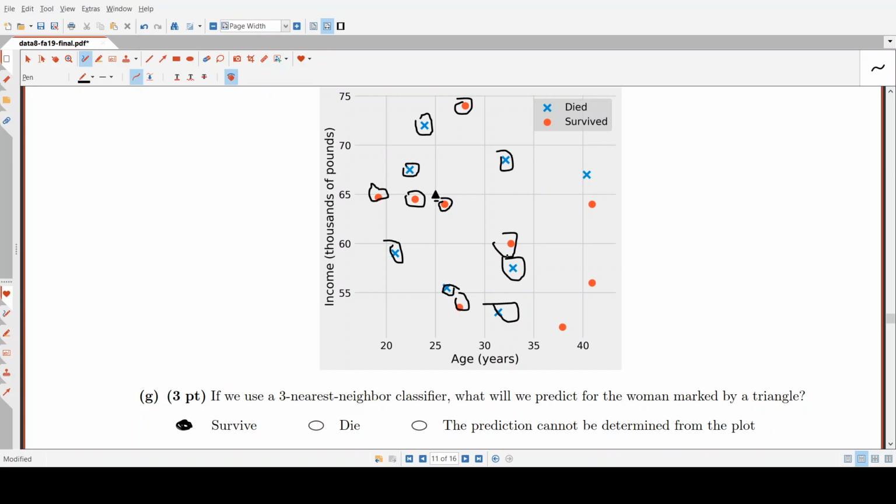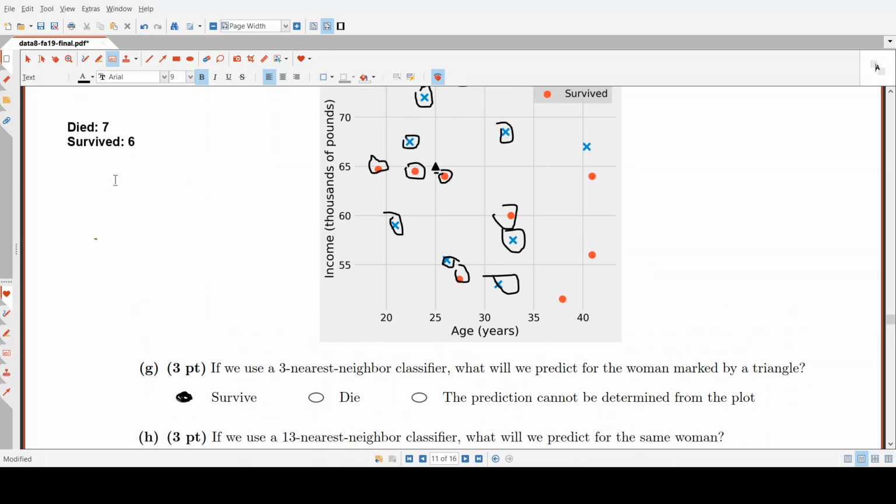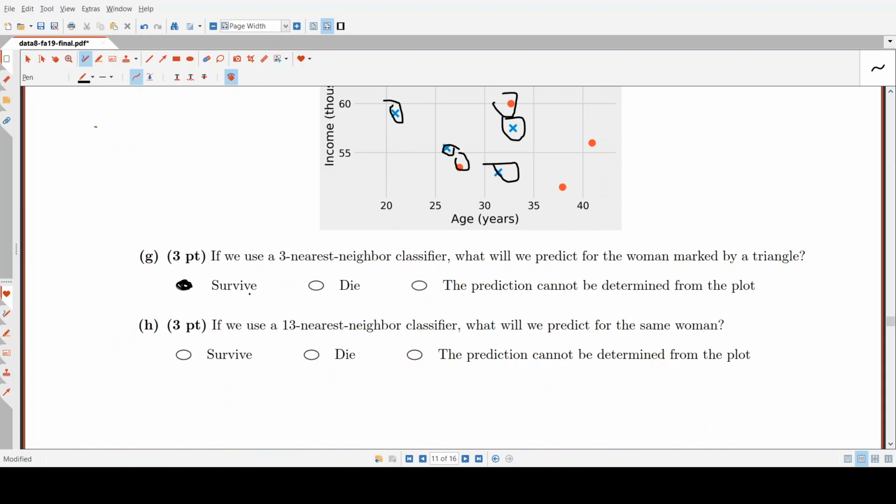And let's count up the survived versus died. Let's see. I count died 7 and survived 6. So from here, I would conclude that the most common label is died. So we will say, according to a 13 nearest neighbor classifier, she will die.